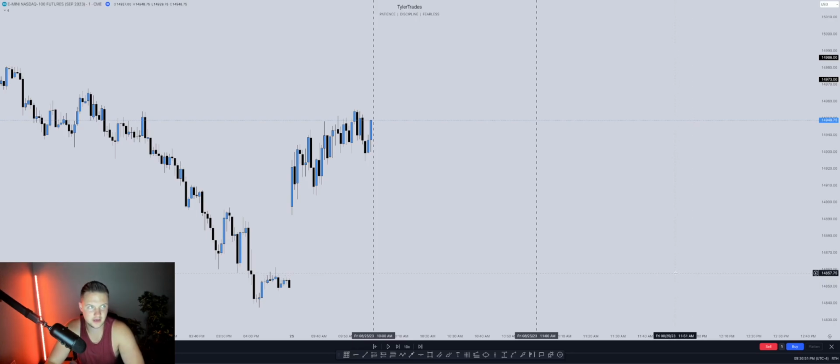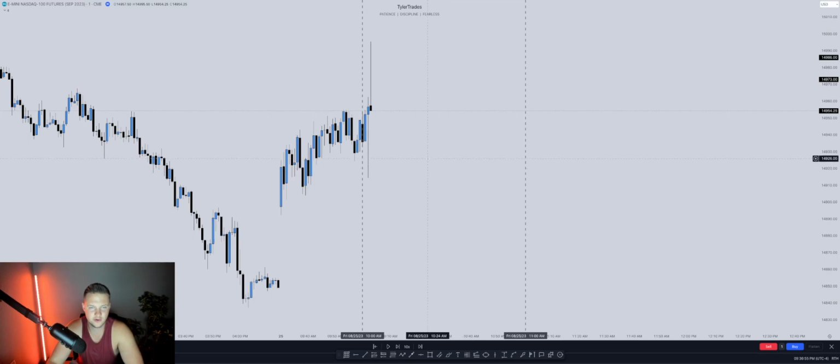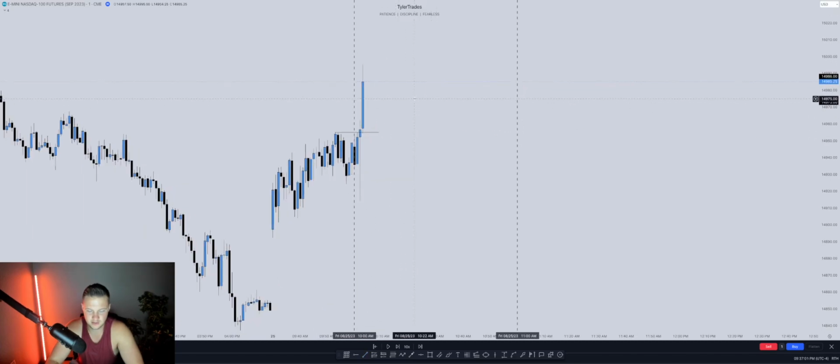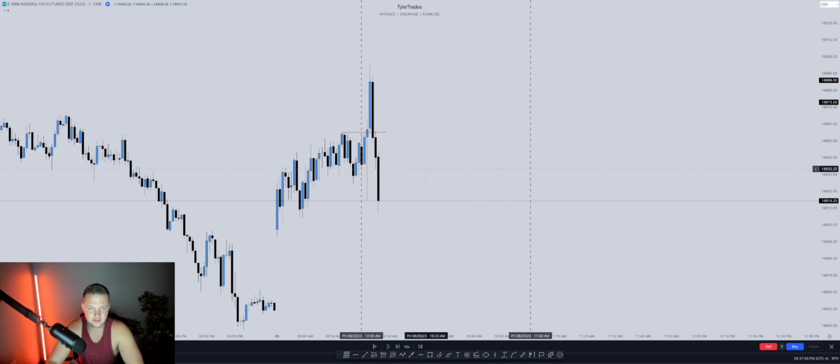Last day of the week, Friday, August 25th. We see that price is taking out opening range high. We took out opening range high with very strong displacement. There must have been news on this day. Seeing what price does here, boom, we displace back lower and get a nice market structure shift there.